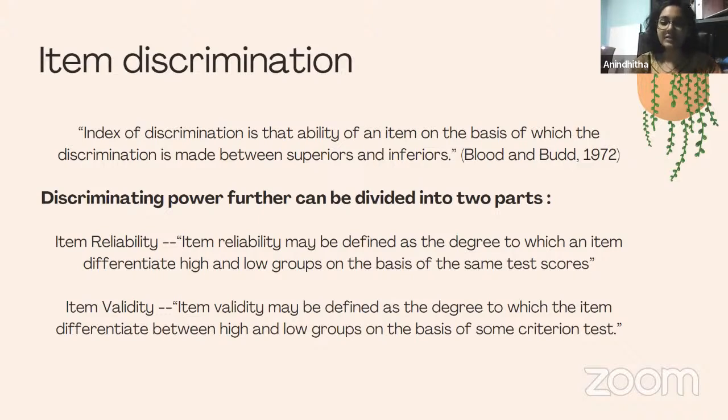And in item validity, we're trying to understand how much this particular item is able to differentiate between those who score high and those who score low based on some criterion that is already available. So how valid is this particular item in measuring the trait that we want to measure is what we talk about in item validity. Does it actually measure this particular trait that we want to measure based on who's scoring high and who's scoring low? That's the question that we answer in item validity. I hope that makes sense so far.